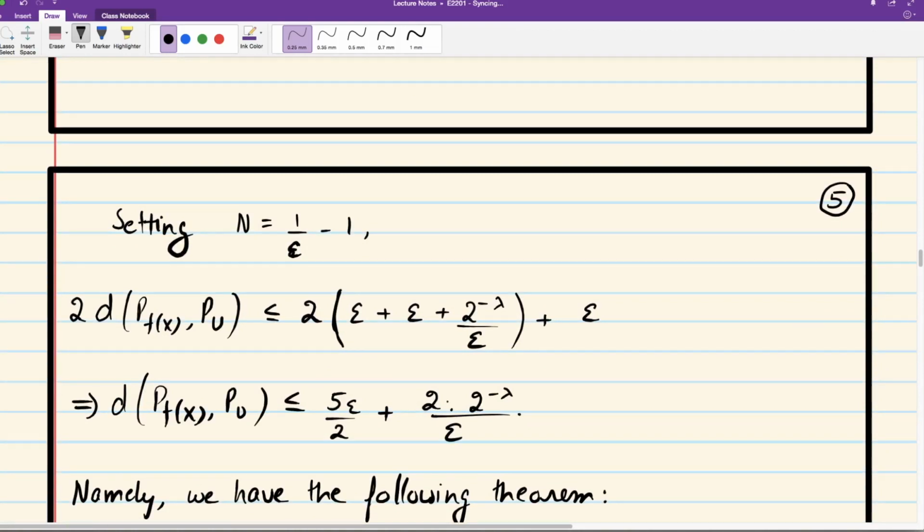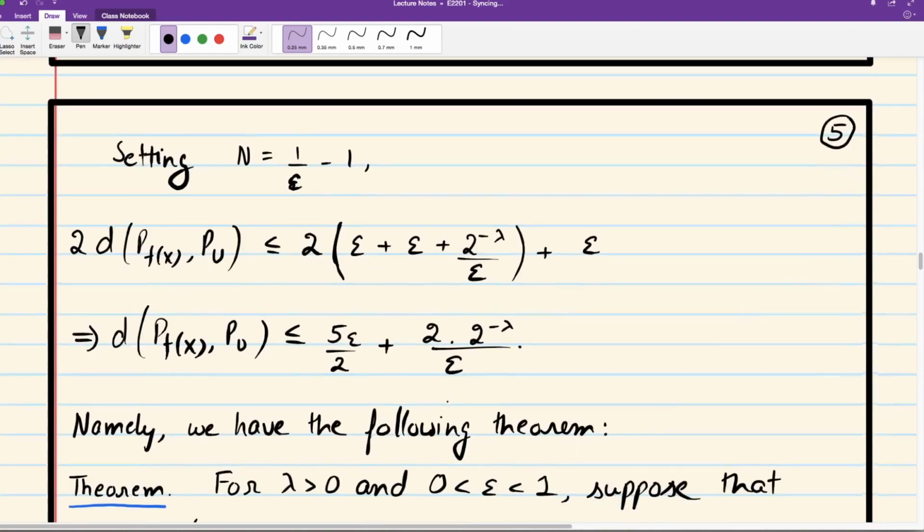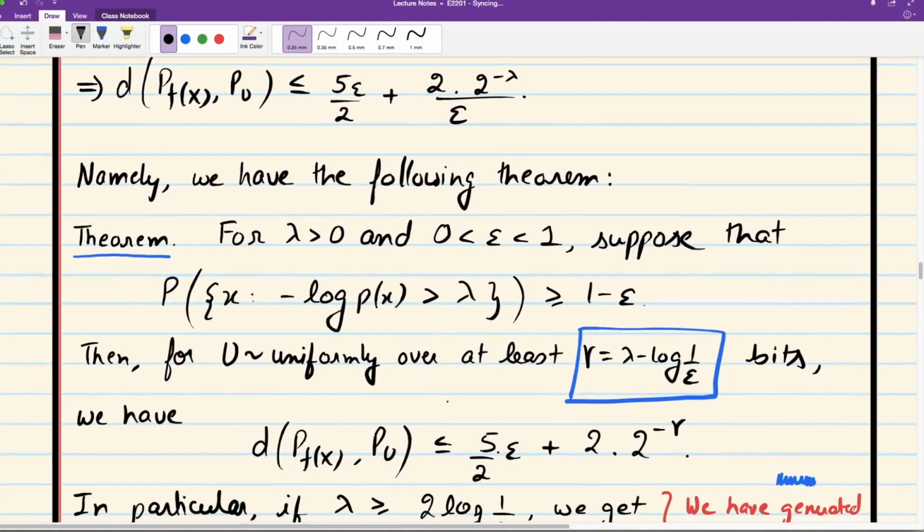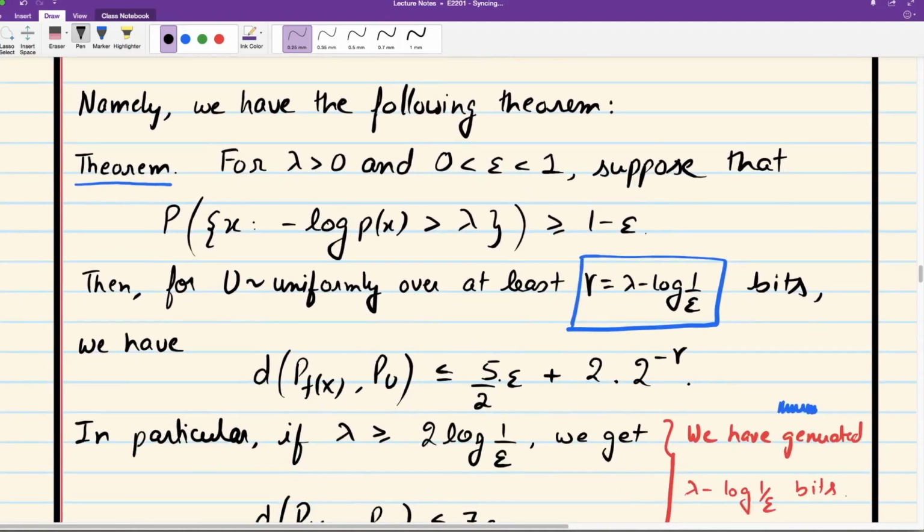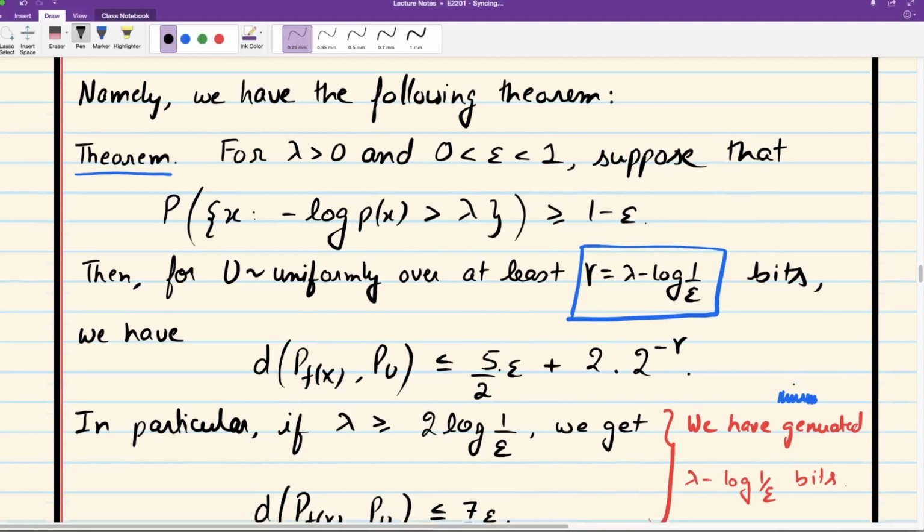So that's the final resulting bound that we get. All right. So what have we shown? We have shown the following result. What we have shown now is this theorem. We did the proof first, but that's the theorem we have. Let's focus on this theorem.